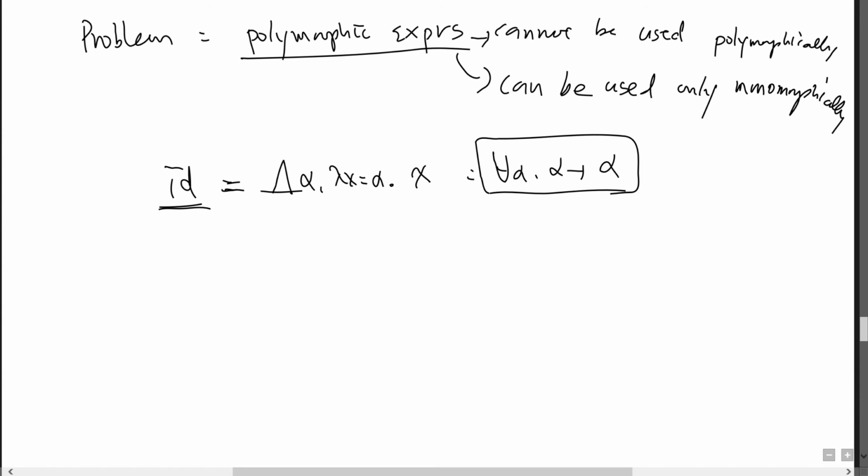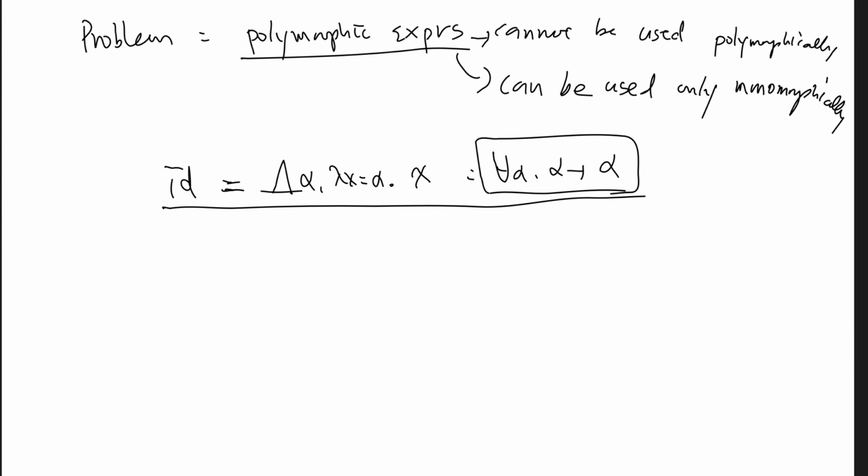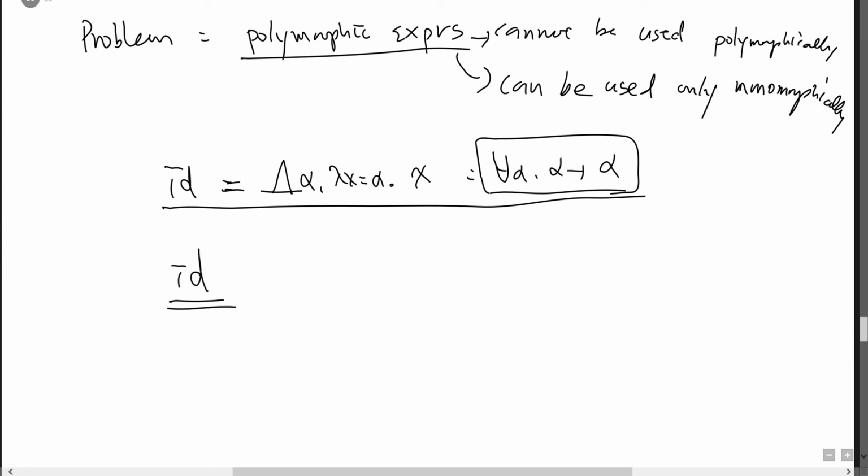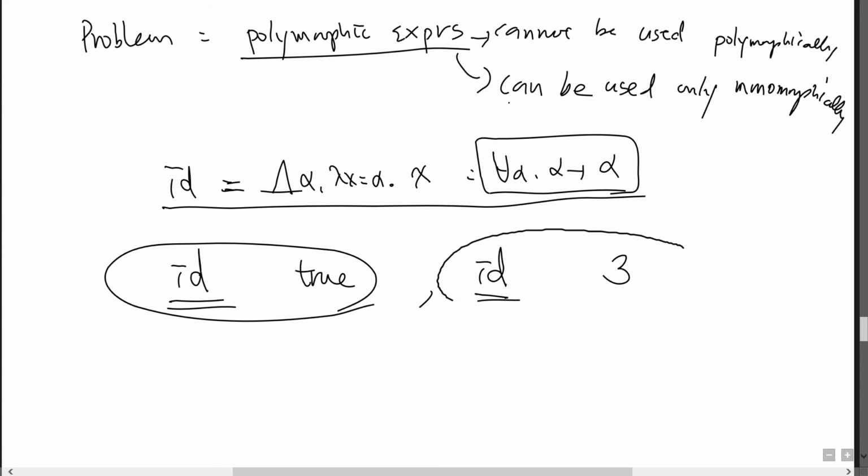So we can write the polymorphic expressions, but the motivation for writing polymorphic expressions is to be able to apply this expression in different contexts. For instance, we'd like to be able to apply the same identity function to Boolean true, for example. And also, we'd like to be able to apply the same polymorphic identity function to integer 3 in a different context. So we have totally different context here.